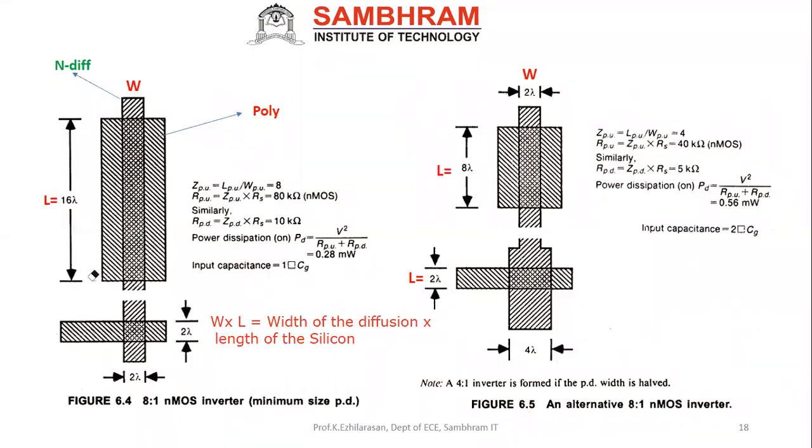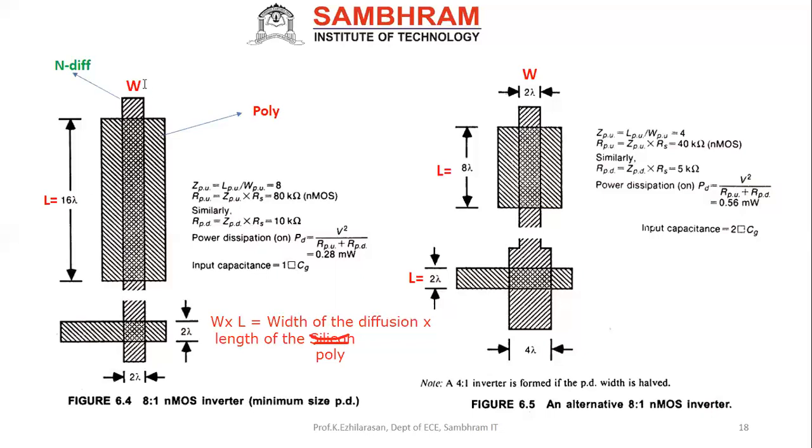Now let us see how to calculate the power dissipation for two different size of inverters. Here we are showing the inverter based on NMOS. Here we show the W by L ratio. W is the width of the diffusion and L is the length of the polysilicon. Length of the poly, okay, this is the length of the poly.